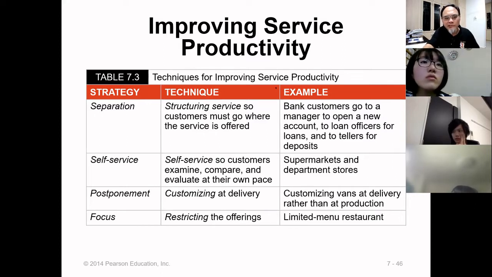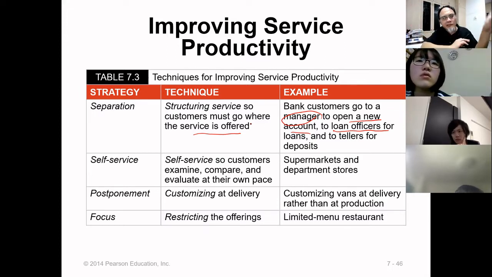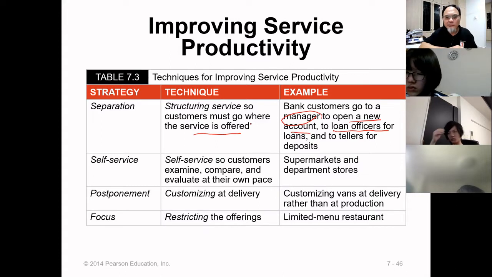Strategy: separation. Structuring service so customers must go where the service is offered. So you open a new account with a loan officer, and this customer goes to a manager. So you structure the different types of service required by the customer: loans in this department, opening a new account there. So you actually use a separation strategy. Or a self-service strategy, which actually increases efficiency.